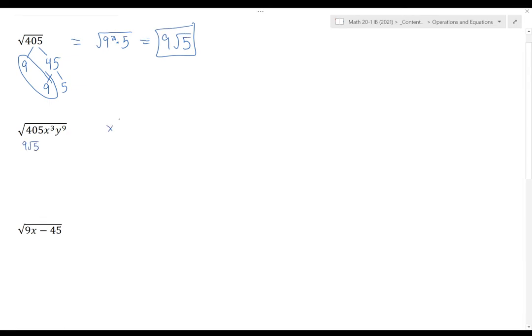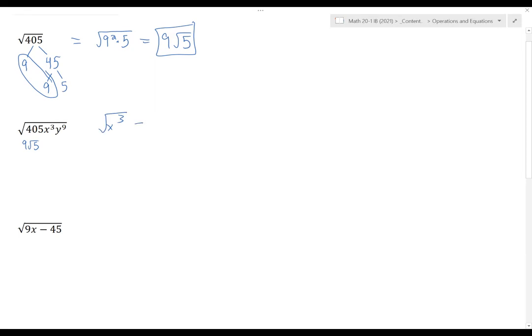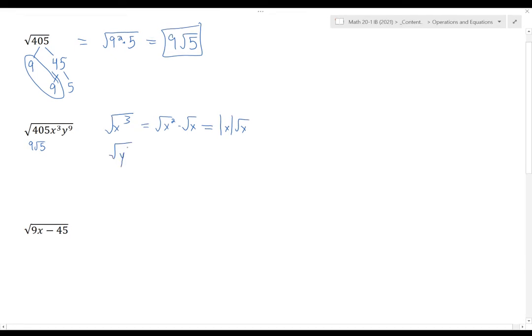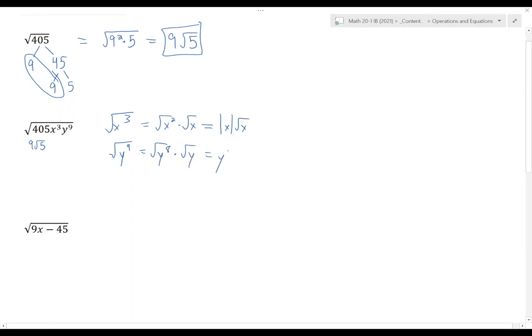X cubed, well, the square root of x cubed is the square root of x squared times the square root of x, which is the absolute value of x times the square root of x. And the square root of y to the power of 9 is the square root of y to the power of 8 times the square root of y, or y to the power of 4 times the square root of y. Now notice I don't need the absolute value bars around the y to the power of 4 because y to the power of 4 is always positive already.